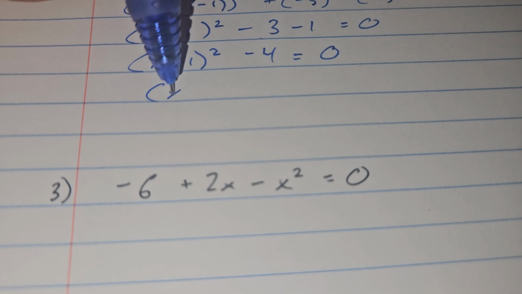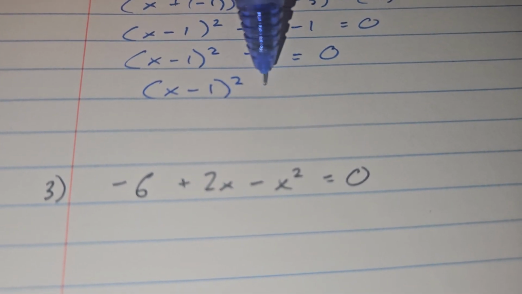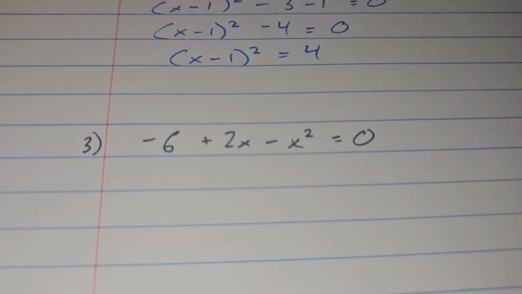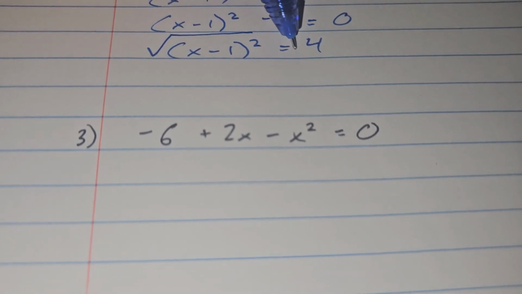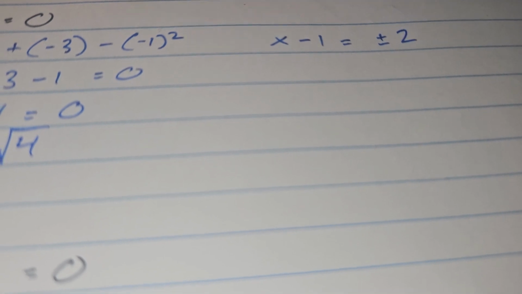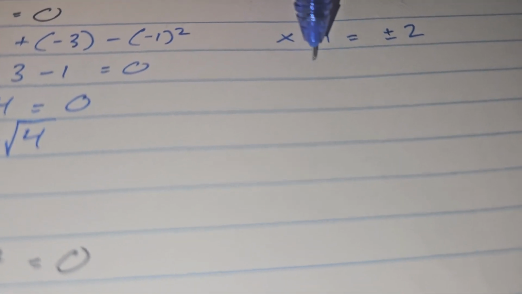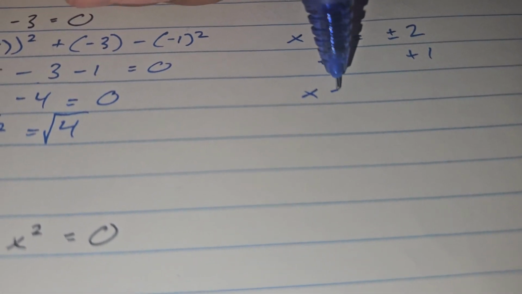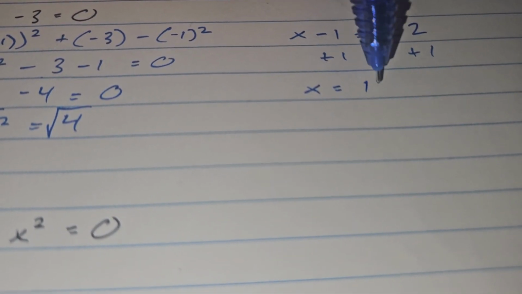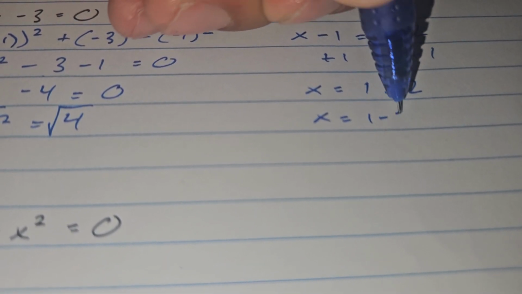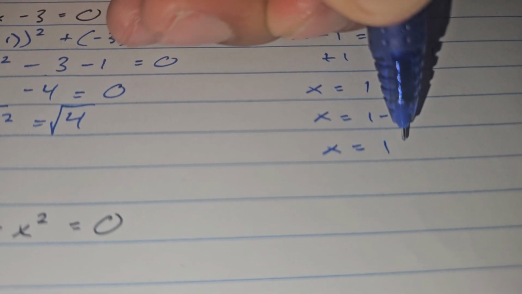So now it's x minus 1 squared is equal to, add 4 to both sides, you get 4. So now after that, we can go ahead and take the square root of both sides. This gives us x minus 1 is equal to plus or minus 2. And now we can add 1 to both sides to leave x by itself. We're left with x is equal to 1 plus or minus 2. This means that x is equal to 1 minus 2 and x is equal to 1 plus 2.